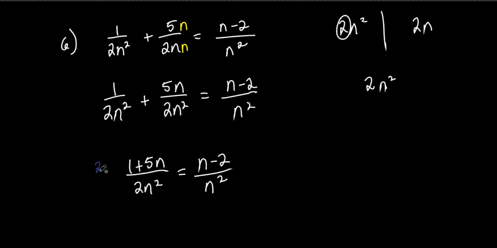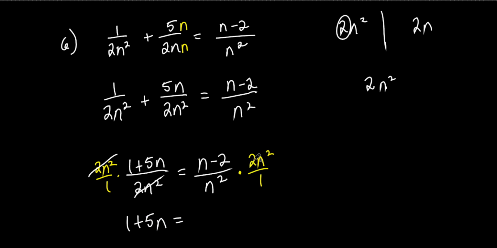So I'm going to multiply this by 2n squared. And then I'm going to come over on the right side and multiply that by what? 2n squared. What allows me to do that? Give me the rule. Yeah, this is the one where whatever you do to one side, you do the other side. So what happens here? That cancels. All right, so bring this down. It's just 1 plus 5n.